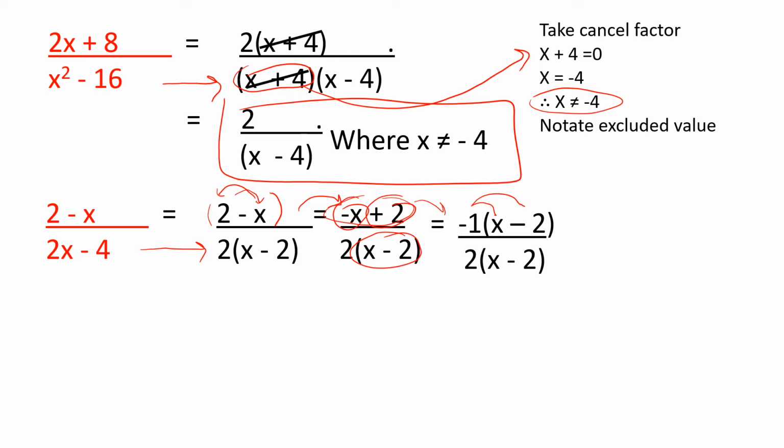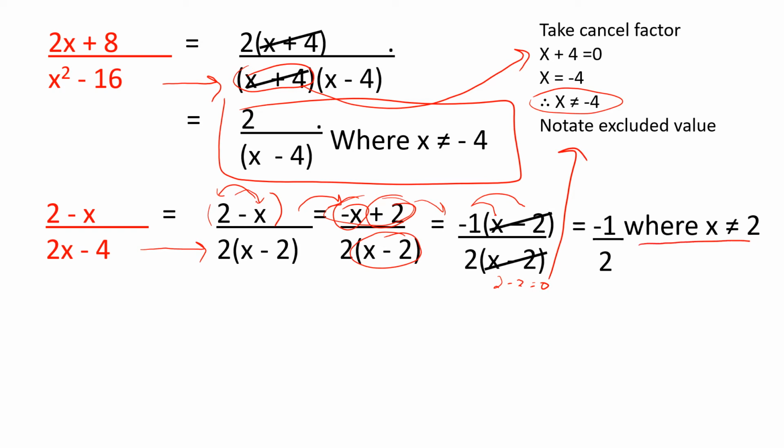Now I have common factors where I can cancel that out and that out. Now I'm left with -1/2, and you can look at this and mentally know that x cannot be 2, right? Because 2 minus 2 is what's going to give you 0, right? So instead of having to go up and do it all this way, you should be able to look at it usually pretty easily and determine what x cannot be.